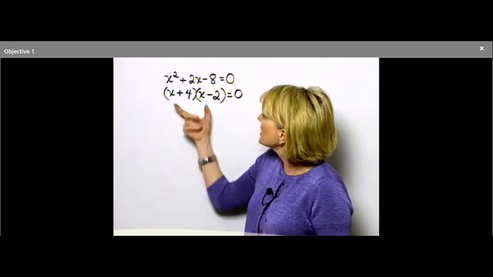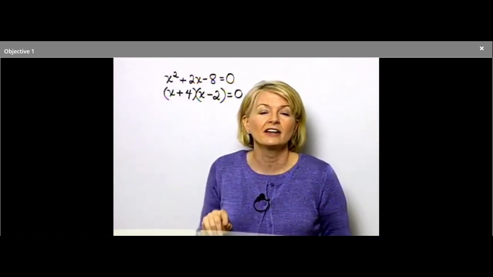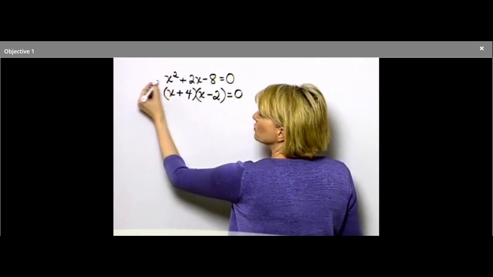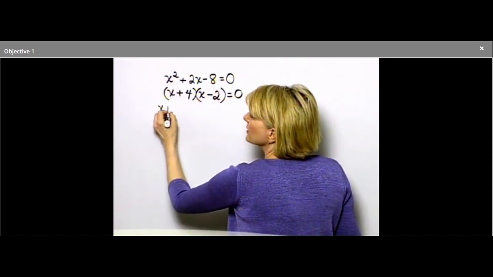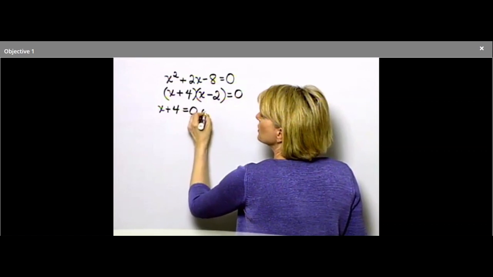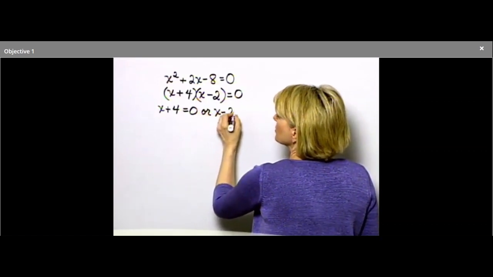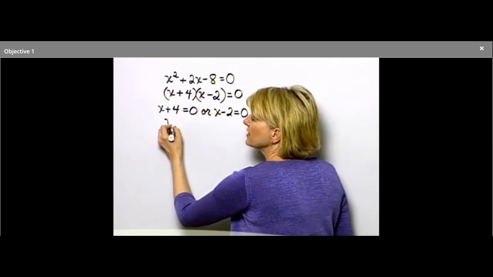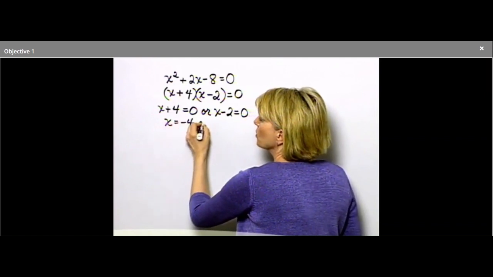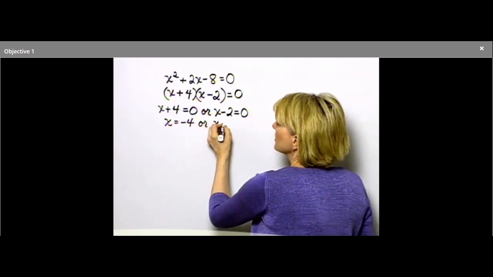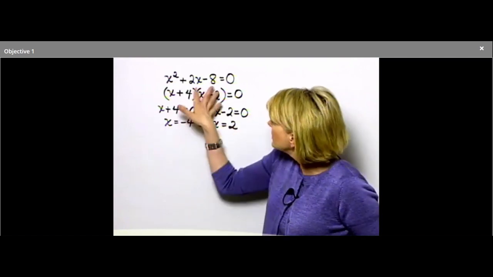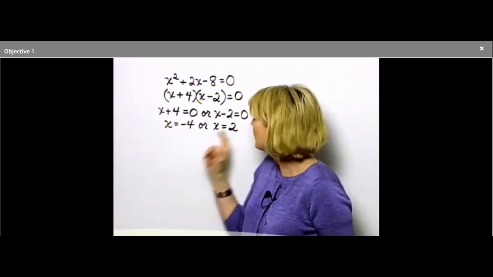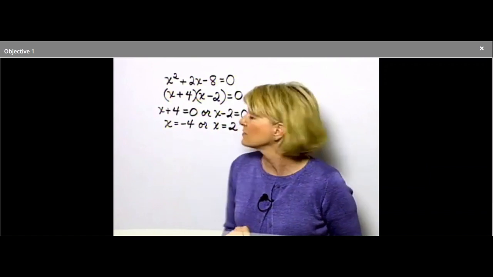So what do we do? Once we have factored on one side, 0 on the other side, then we set each factor equal to 0. Since this is true from our original equation, then either x plus 4 is equal to 0 or the other factor is equal to 0. Now, if I solve this, I'll subtract 4 from both sides, and I'll have x is negative 4, or if I add 2 to both sides, I'll have x is 2. This equation has two solutions. One solution is negative 4, the other solution is positive 2.